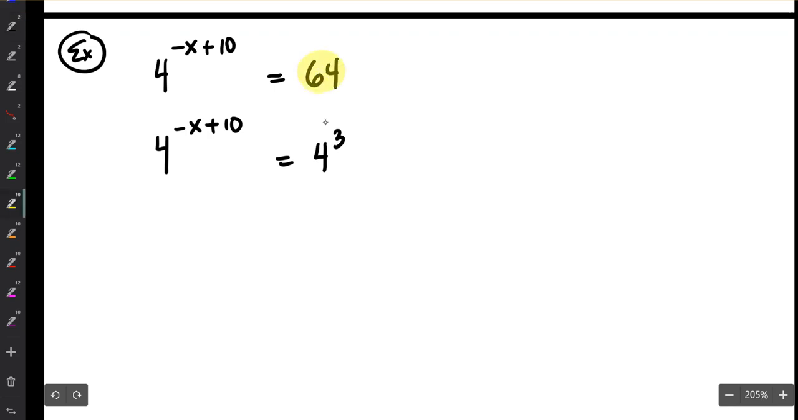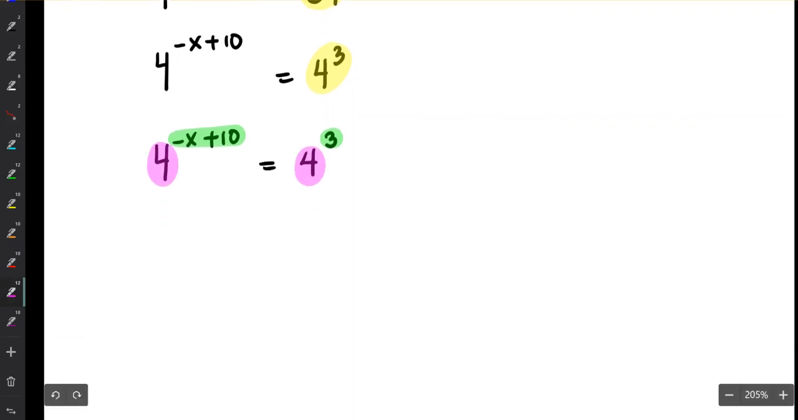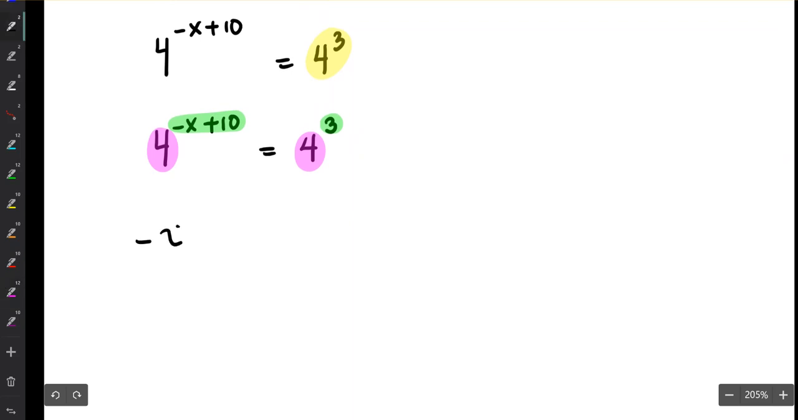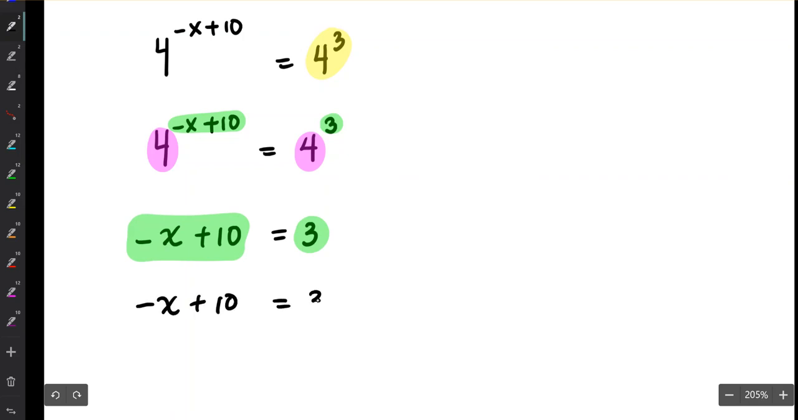So if you make that observation, what we have is 4 to the minus x plus 10 is equal to 4 cubed. That'll only be true when the exponents are equal to each other. The base is the same, so the exponents must be the same. So this is actually just equivalent to minus x plus 10 is 3. Oh my goodness. That's delightful. Minus x plus 10 is 3.